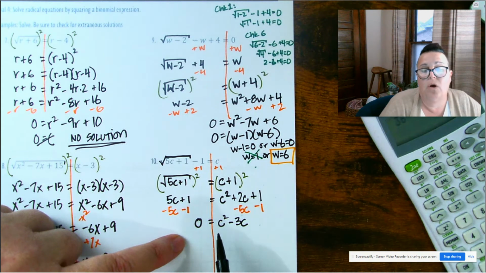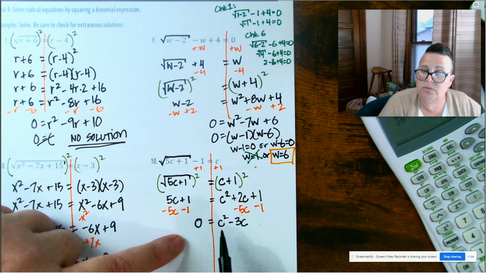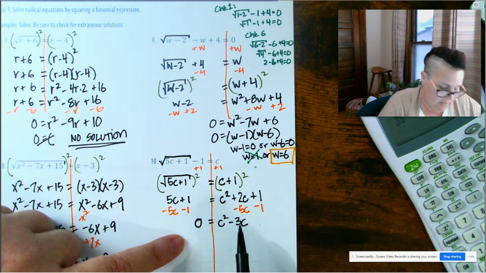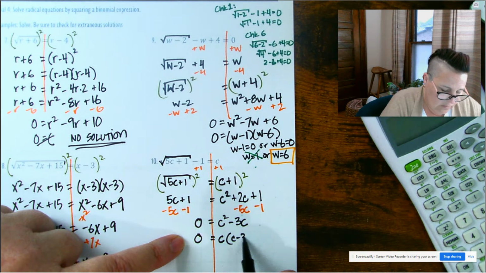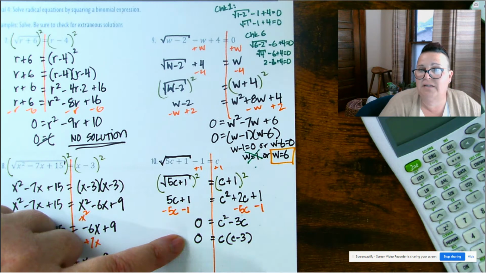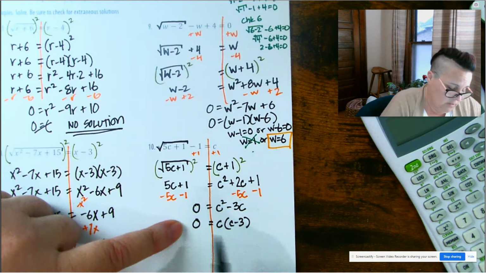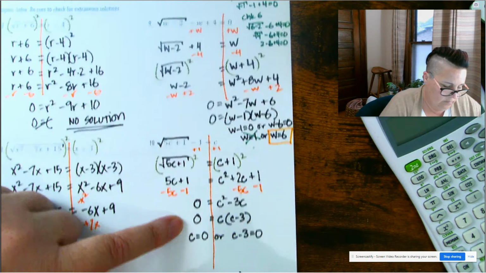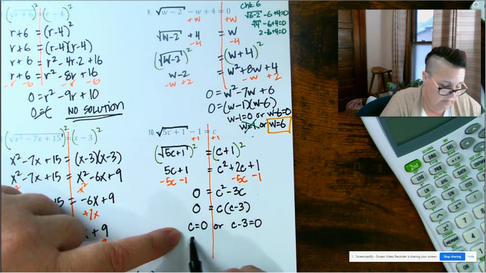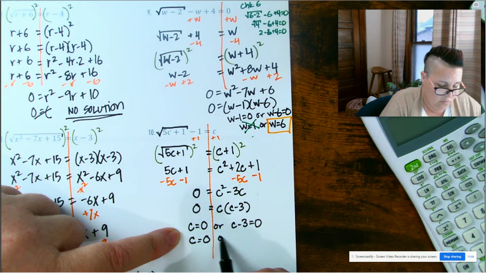So now what do I do? Well, now when you look at this, you have c squared minus 3c. Can't you pull a c out? I have c times c minus 3. These are two things being multiplied together to give me a 0. So either c is equal to 0 or c minus 3 is equal to 0, meaning c could be 0 or c could be a positive 3.